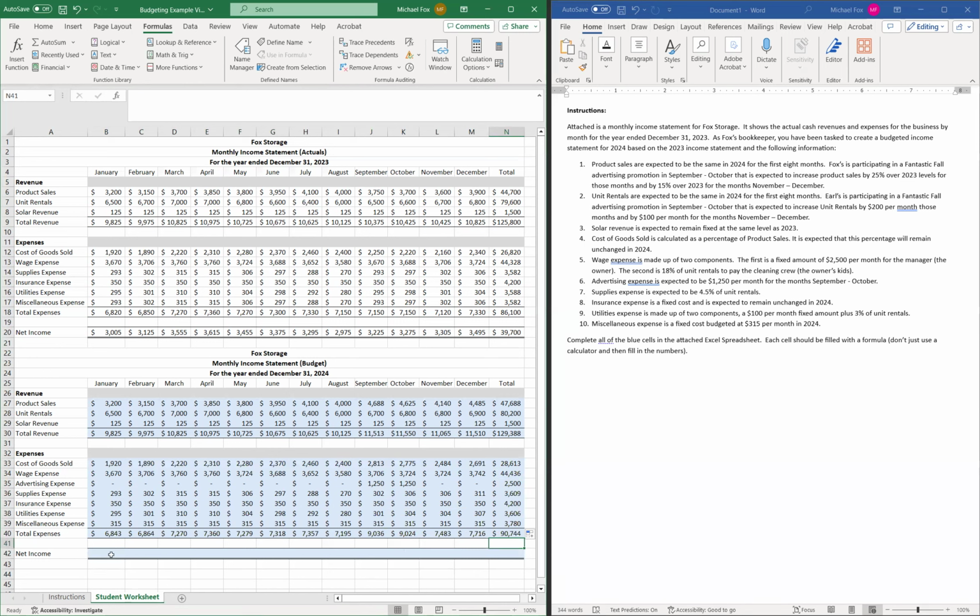And then to get my projected net income, I'm just going to hit equals, click on my total revenue for January, minus my total expenses for January. That will give me my projected net income for January. And I'll use my fill tool to bring it all the way down. And there we go. So I've got my projected income statement, or sometimes we'll say budgeted income statement for 2024. And it's based upon the actuals from 2023 plus this information that's provided.